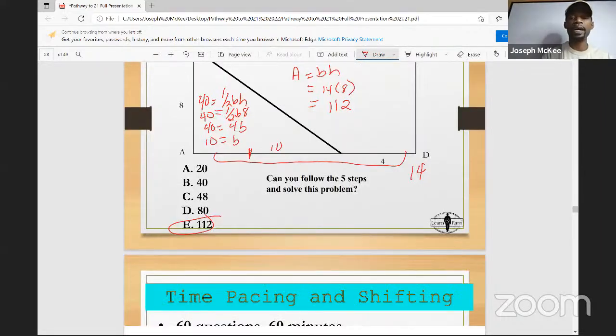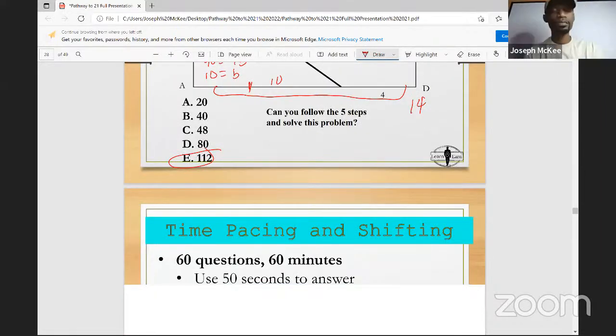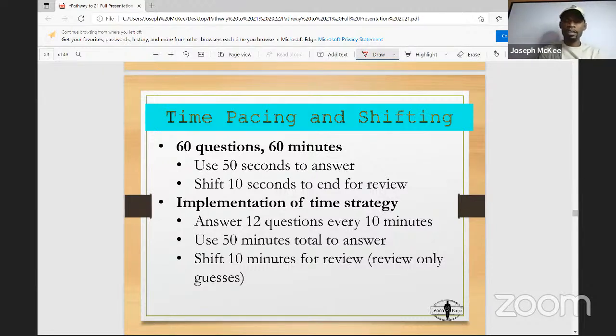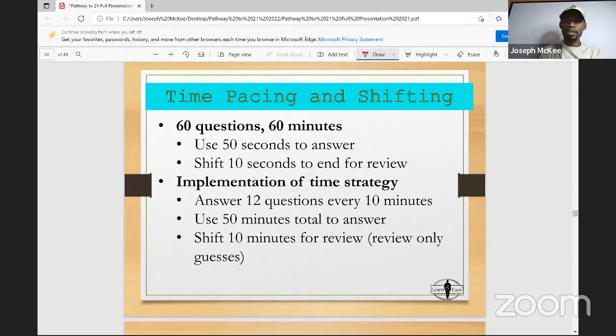So how do you get through the math section? You get through the math section in this manner. There are 60 questions, you got 60 minutes. So that means you got a minute per question. If you do that, you won't have any time for review. So instead of using the full 1 minute, we want to use 50 seconds to answer those questions. If you use 50 seconds to answer the questions, you'll shift 10 seconds to the end for review.